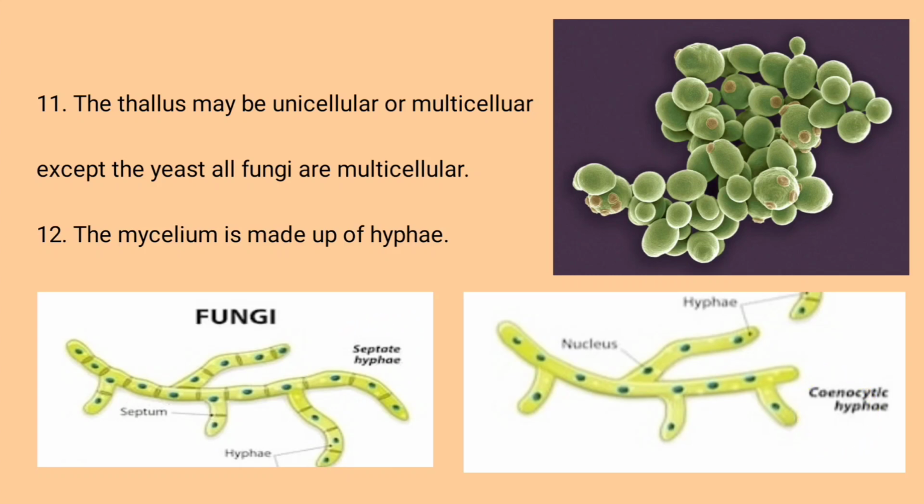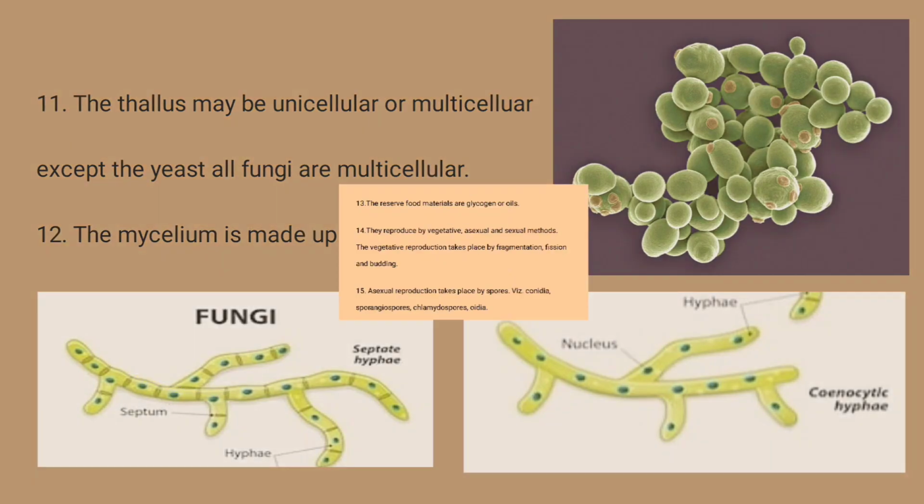So what is the septate hypha? In the septate hypha, you can see that cross walls are present, so it is known as the septate hypha. And in the other hypha the cross walls are not present, but the structure is regular, without cross walls, so it is known as the coenocytic hypha. So there are two types of hyphae.